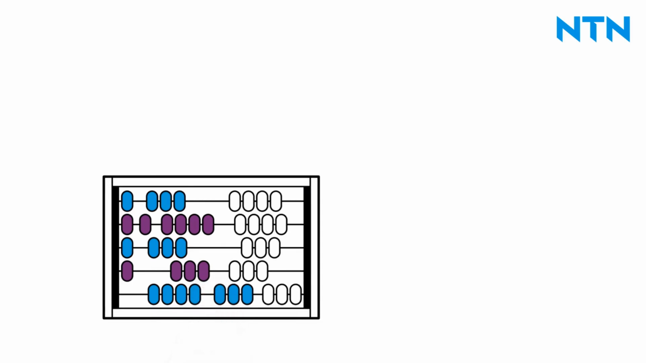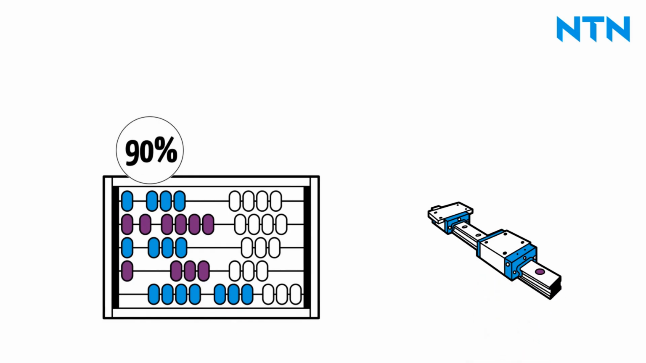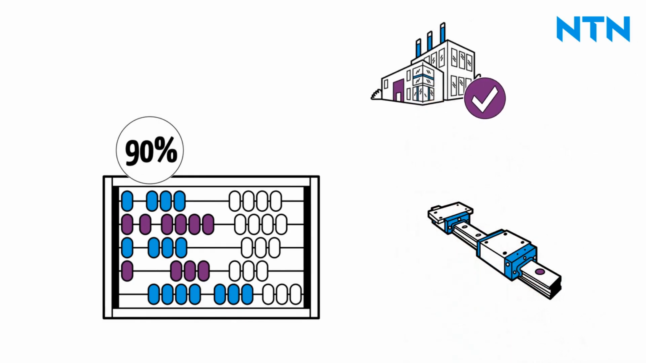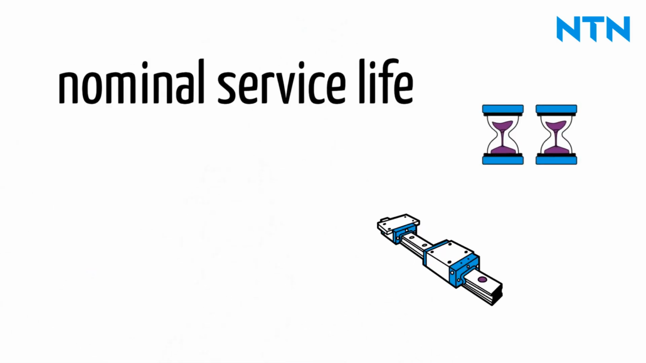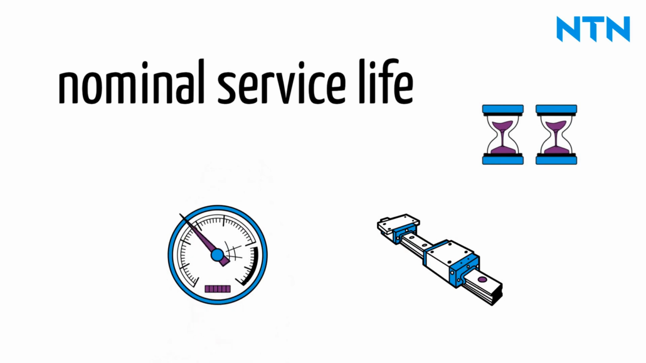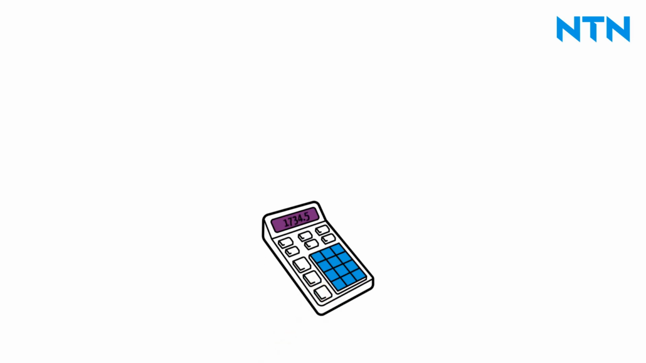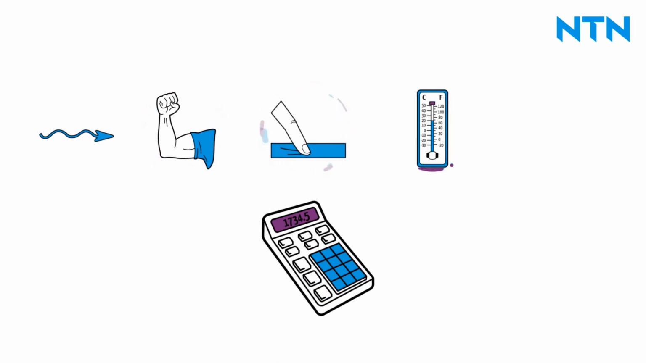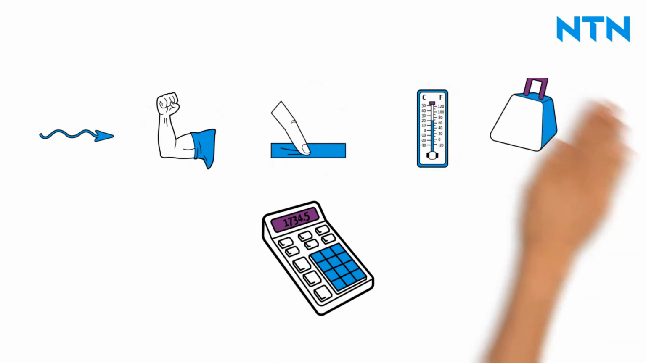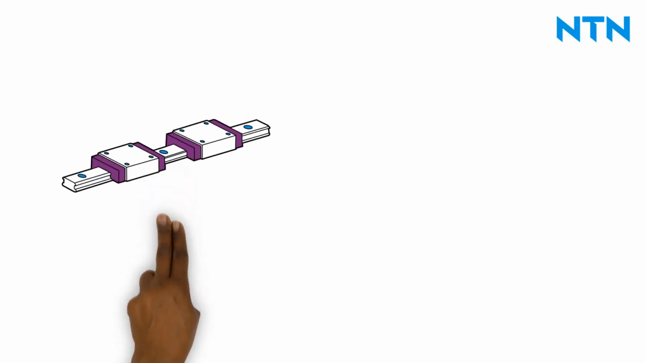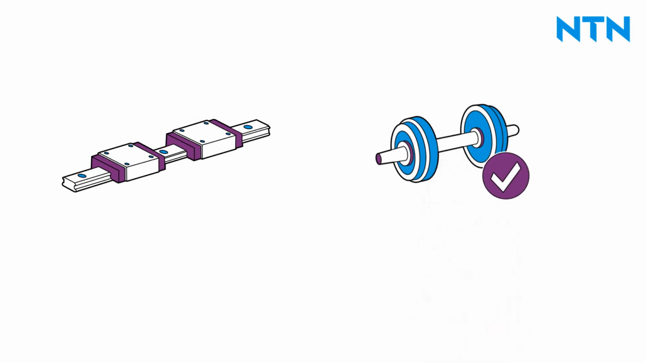It calculates the service life with a 90% probability of survival of the linear guiding system under the same operating conditions. The nominal service life of linear guides is specified in kilometers. To calculate this, you need the dynamic load rating, as well as hardness, contact, temperature, and load factors. In addition, when calculating the service life of linear guides, the average equivalent load is required.